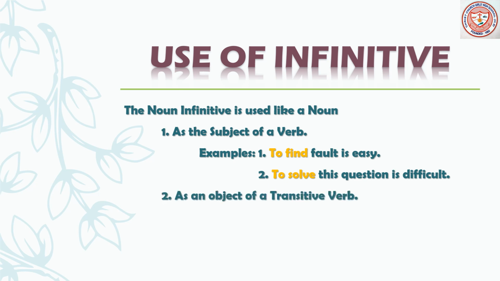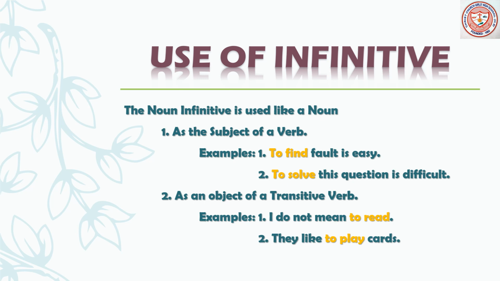Next, number 2. As an object of a transitive verb. Let's see some examples. Number 1. I do not mean to read. Here in this sentence, to read is an infinitive. It is used as an object of a transitive verb. Example number 2. They like to play cards. In this particular sentence, to play is used as an object of a transitive verb. So, to play is an infinitive.